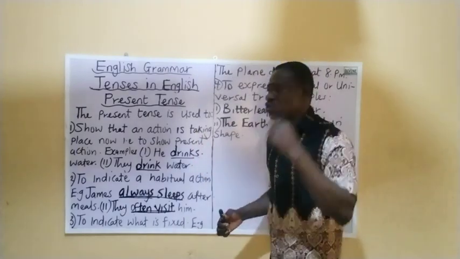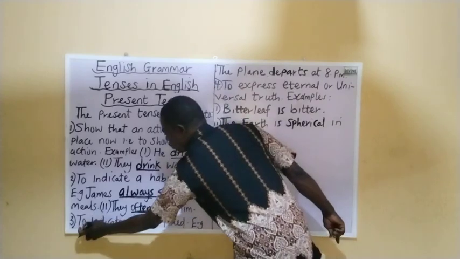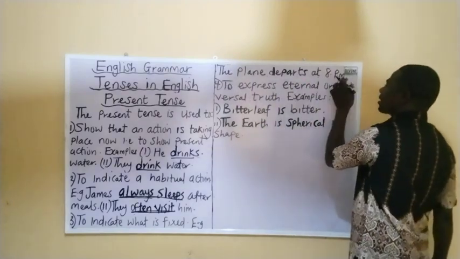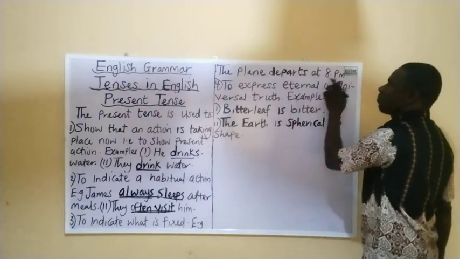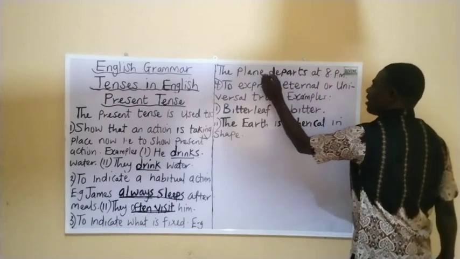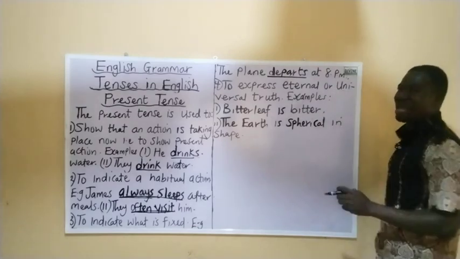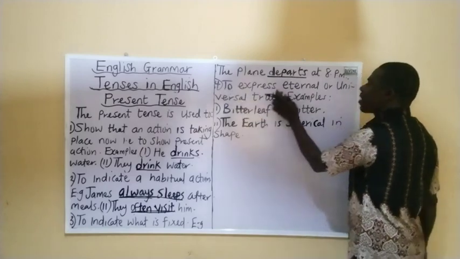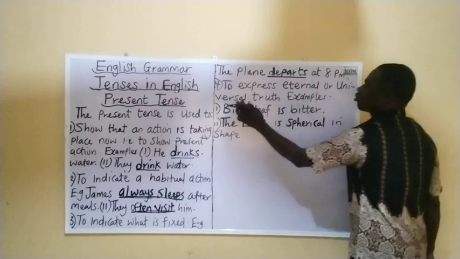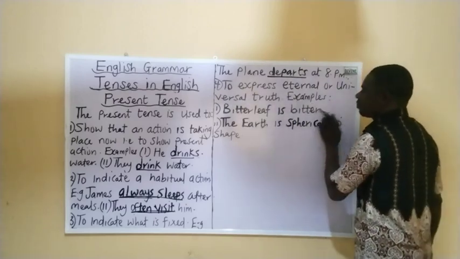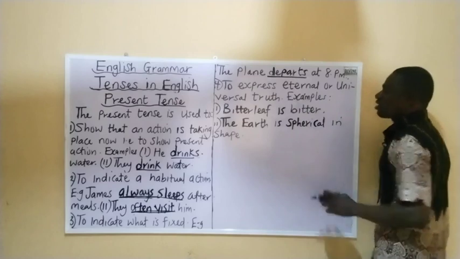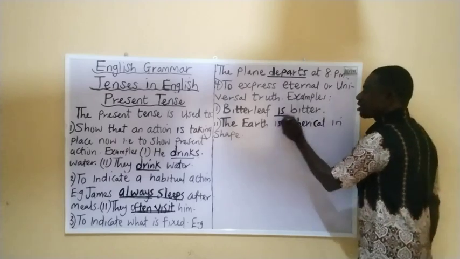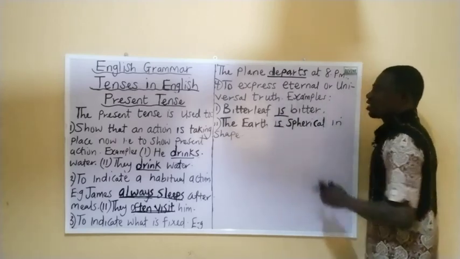Another use of the present tense is that it's used to indicate what is fixed. Example, the plane departs at 8 p.m. So the set time for the plane to leave is 8 p.m. There's a set time for the plane to leave, and that is what? 8 p.m. Okay, fine. Number 4, to express eternal or universal truths. Example, bitter leaf is bitter. The earth is spherical. In other words, it is universally acknowledged that bitter leaf is bitter, then the earth is spherical. Okay, fine, that's for that.